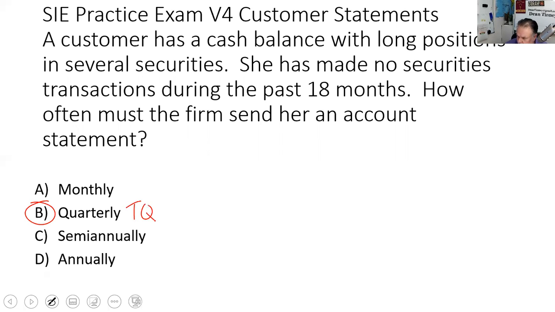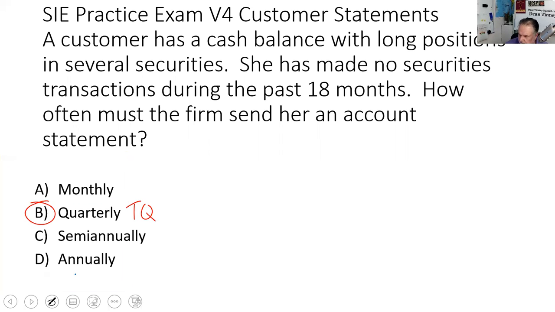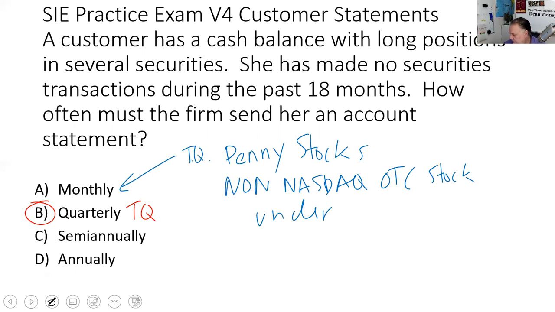That is very testable. Now, there is a circumstance, very testable, in which there would be a monthly statement. And that would be if there are penny stocks in her account. Test question, if there are penny stocks in her account, that's going to kick out a monthly statement. And it is very testable to know what is a penny stock. A penny stock, test question, is a non-NASDAQ OTC stock under $5. What that means in English is a bulletin board pink sheet stock that's under $5.